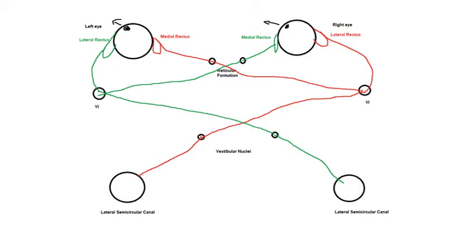So here in our example, we have the right abducens nuclei sending inhibitory signals to the right lateral rectus and the left medial rectus, causing them both to relax, while the left abducens nuclei sends excitatory signals to the left lateral rectus and the right medial rectus, causing them to contract. So the net effect we have is the eyes moving to the left as the head moves to the right.